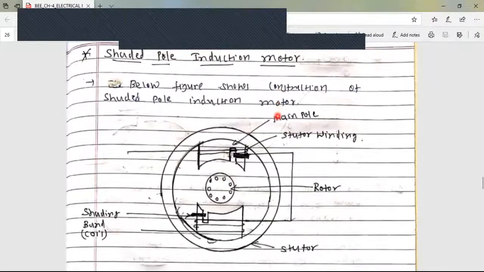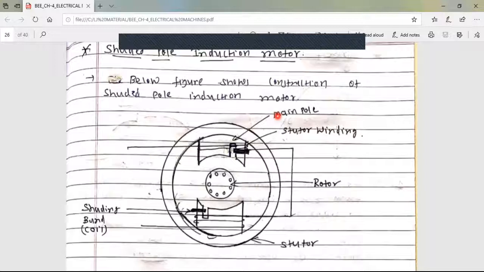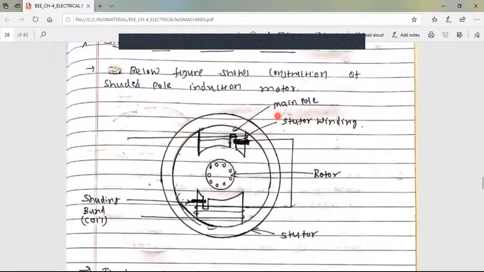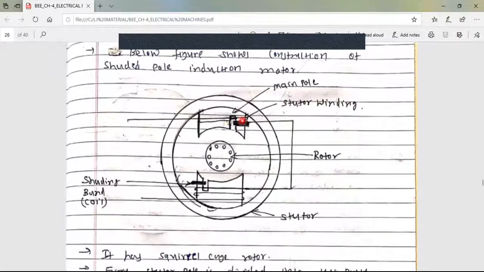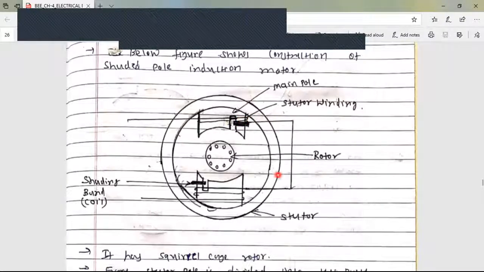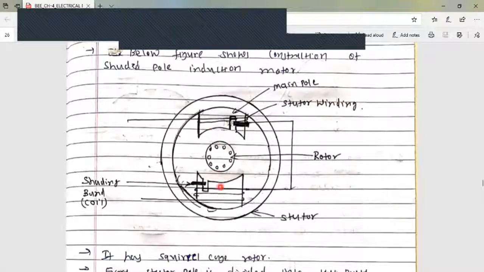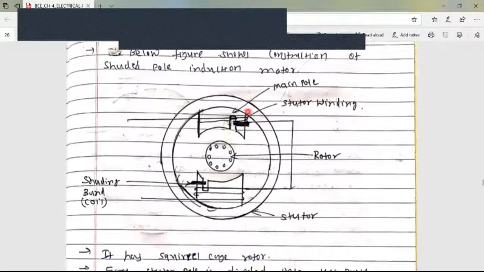This is the figure of shaded pole induction motor. See in the figure. This is stator, outer side is stator. This is rotor. See here, these two are poles. These poles are divided in two parts. Here is the shading coil. This is shading coil. These are stator windings. Both these are stator winding. Okay.